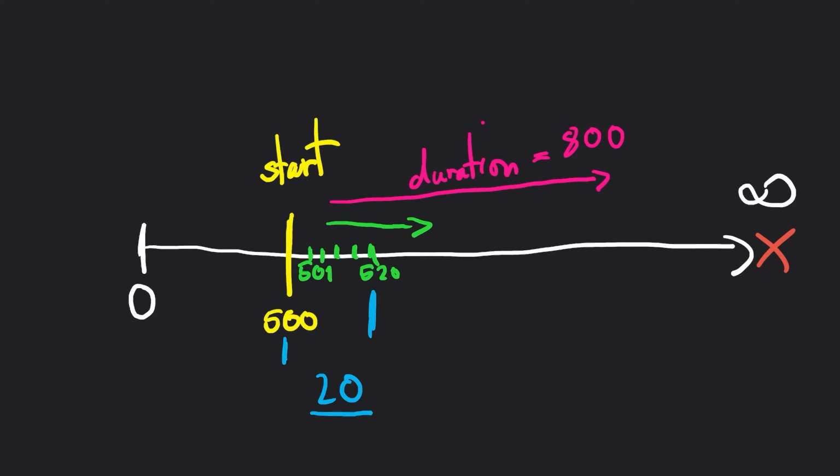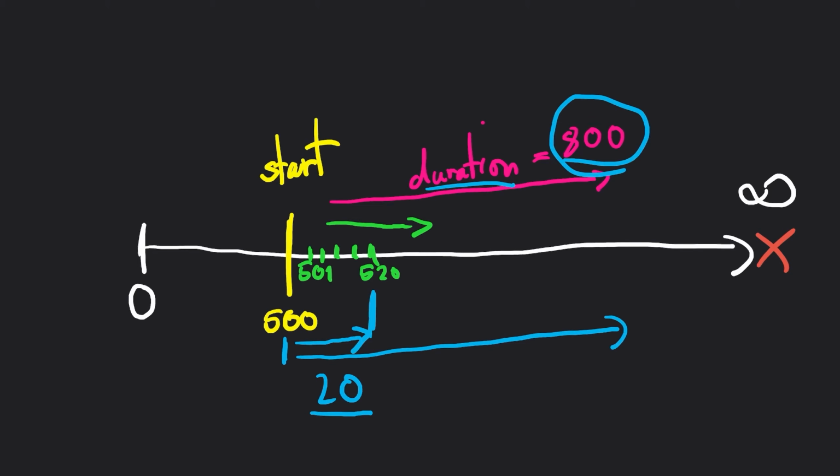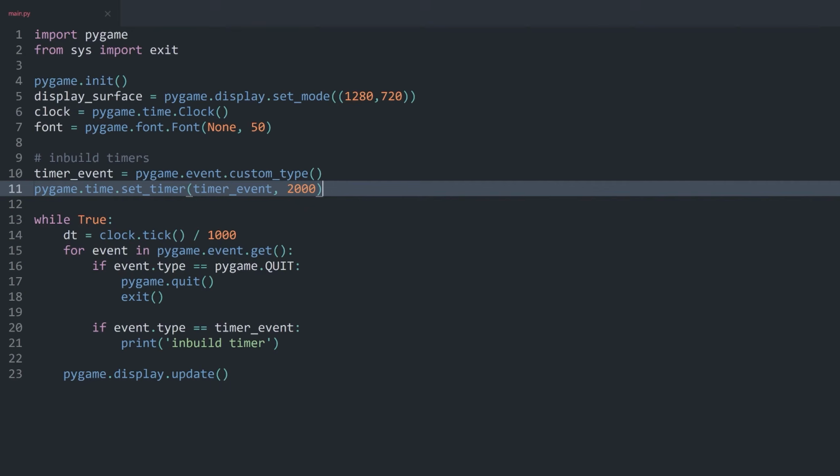After which, we want to time out the timer, which in practice really just means that we want to check the distance between the starting point and the current time. If this duration is greater than 800, we know we have exceeded the duration, which means we want to time out the timer and then do something. What that specific thing is going to be is entirely up to you.